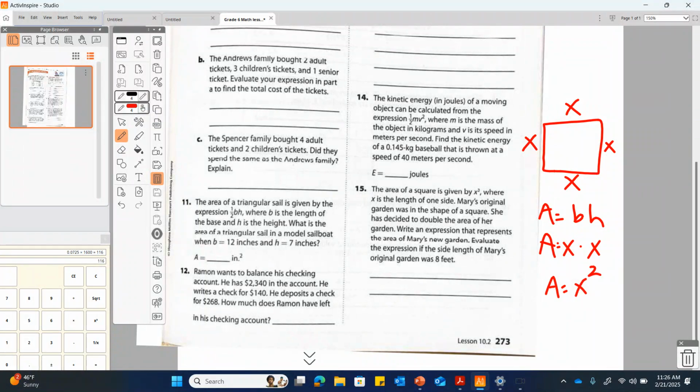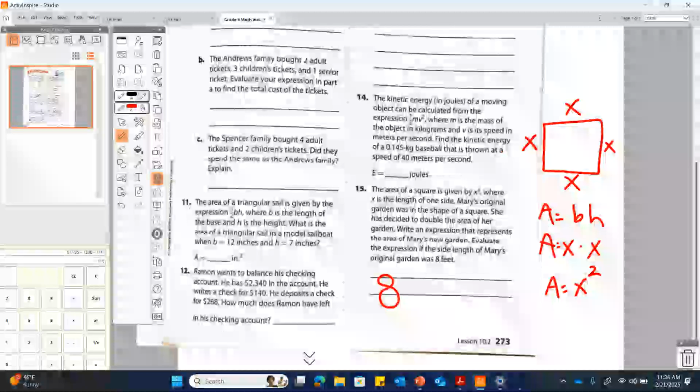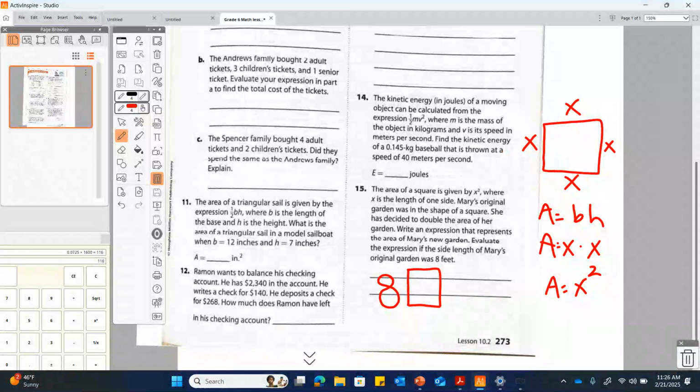Mary's original garden was in the shape of a square. She's decided to double the area of her garden. Write an expression that represents the area of Mary's new garden. Evaluate this expression if the side length of Mary's original garden was 8 feet. So this is a little weird. Okay? So 8 feet. That means her original garden is 64.